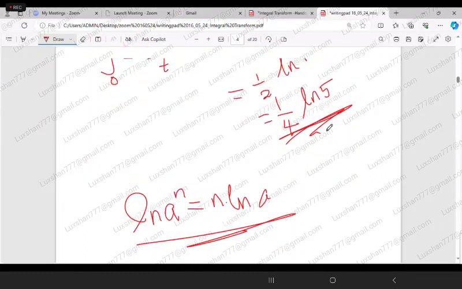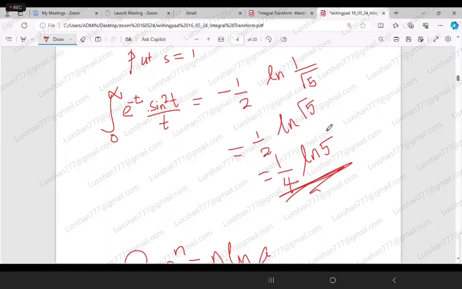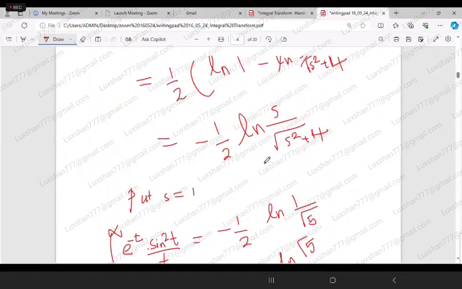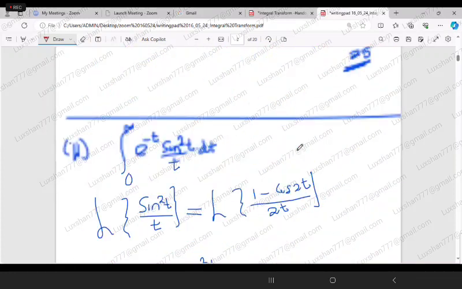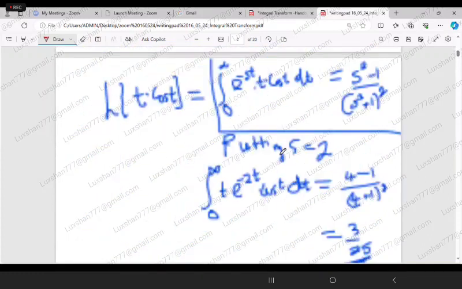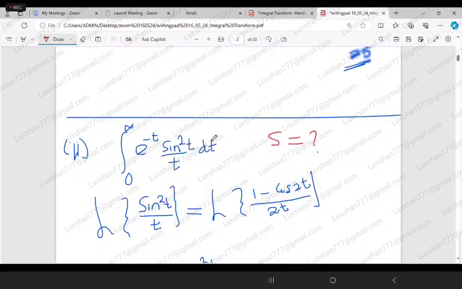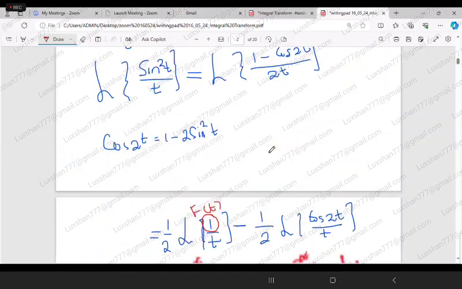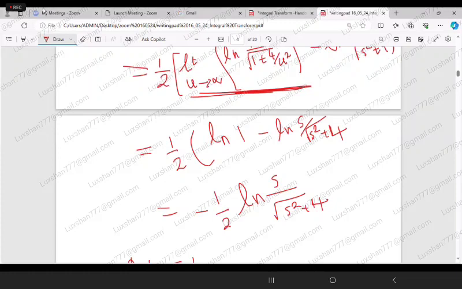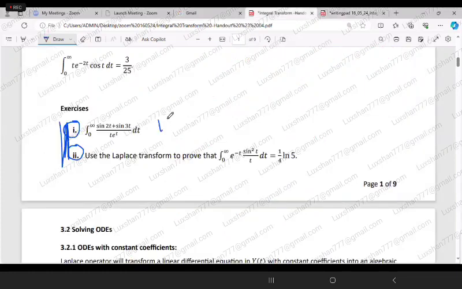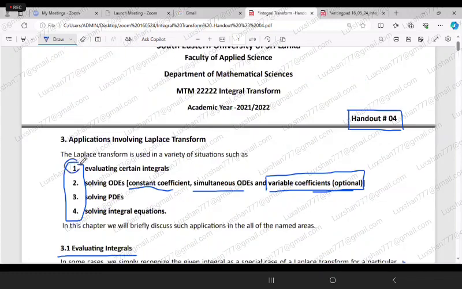Do you understand this? Anybody have any problem in here? So evaluating this one, it's a limit. I will send this writing pad to you, so you can understand it if you want. So by appropriately choosing the value of s, we can evaluate certain integrals. I think you can try the first question. This is a homework question. The first application is actually evaluating certain integrals. So we are done with this.